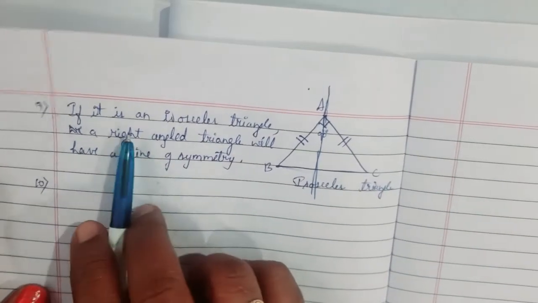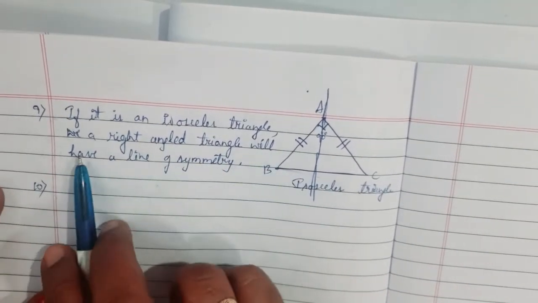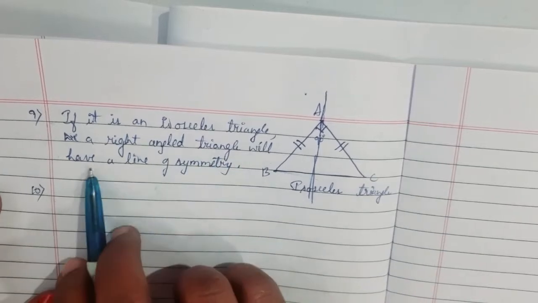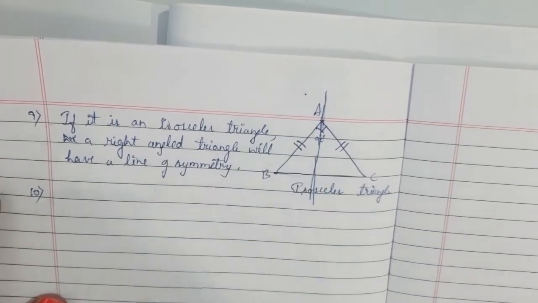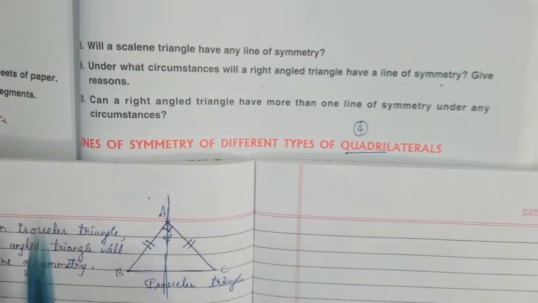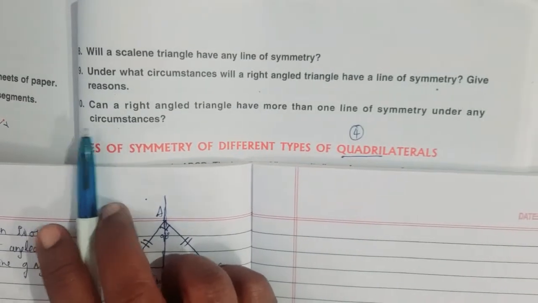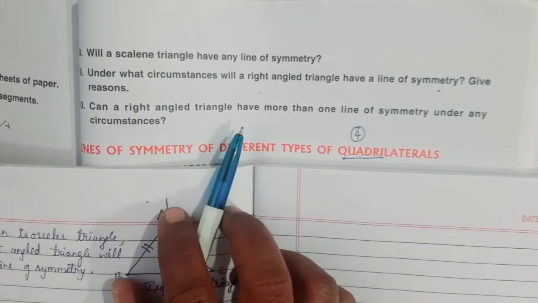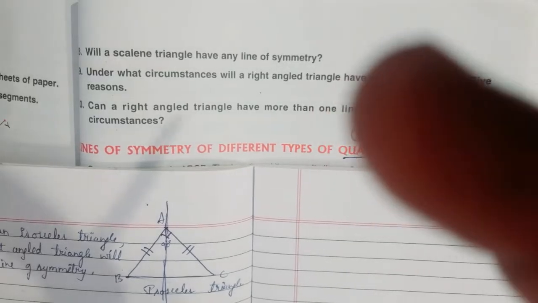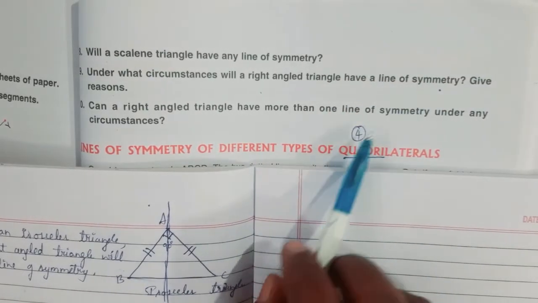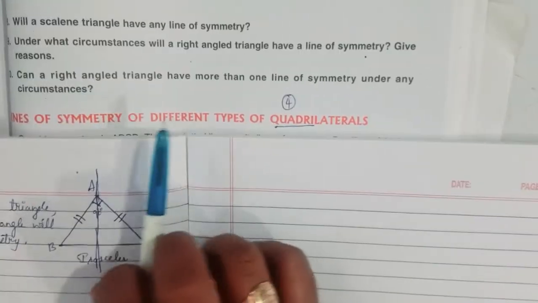So if it is an isosceles triangle, then a right angle triangle will have a line of symmetry, children. Children, next is question number 10. Can a right angled triangle have more than one line of symmetry under any circumstances?